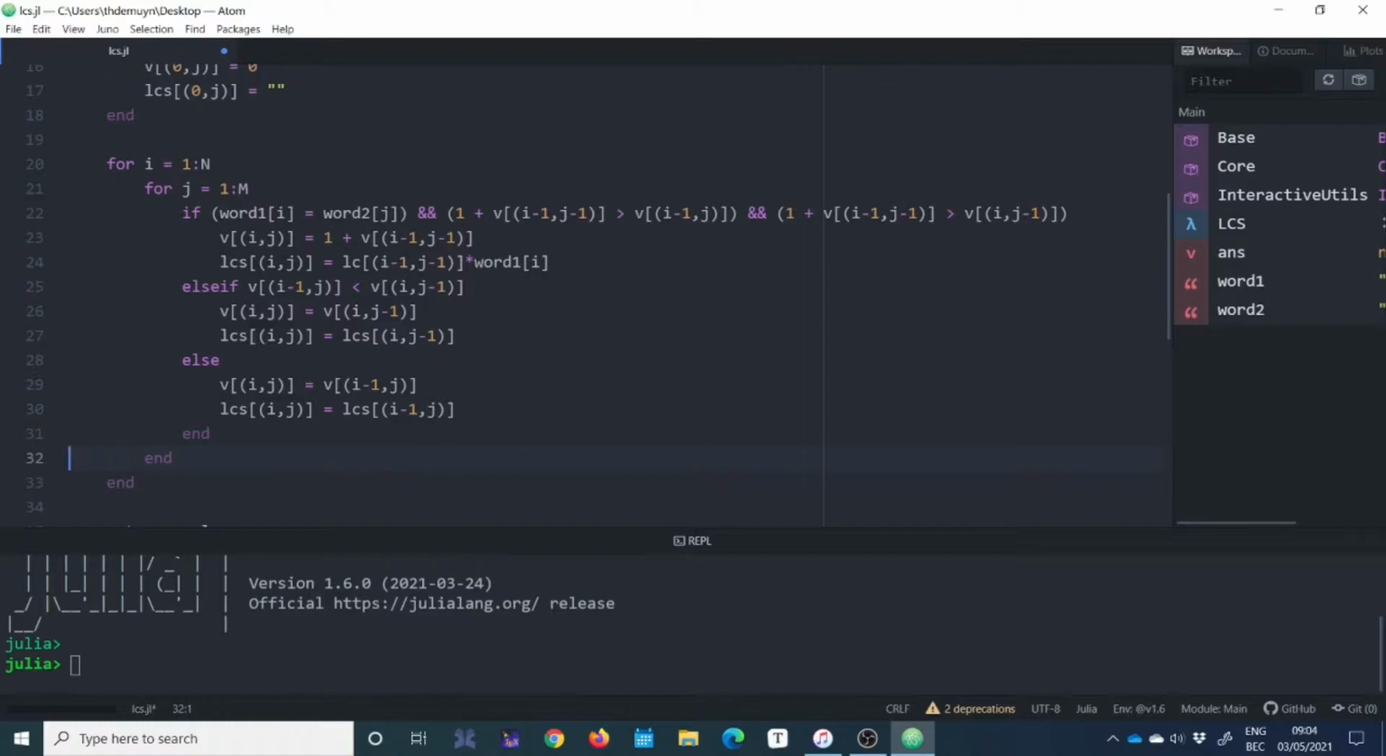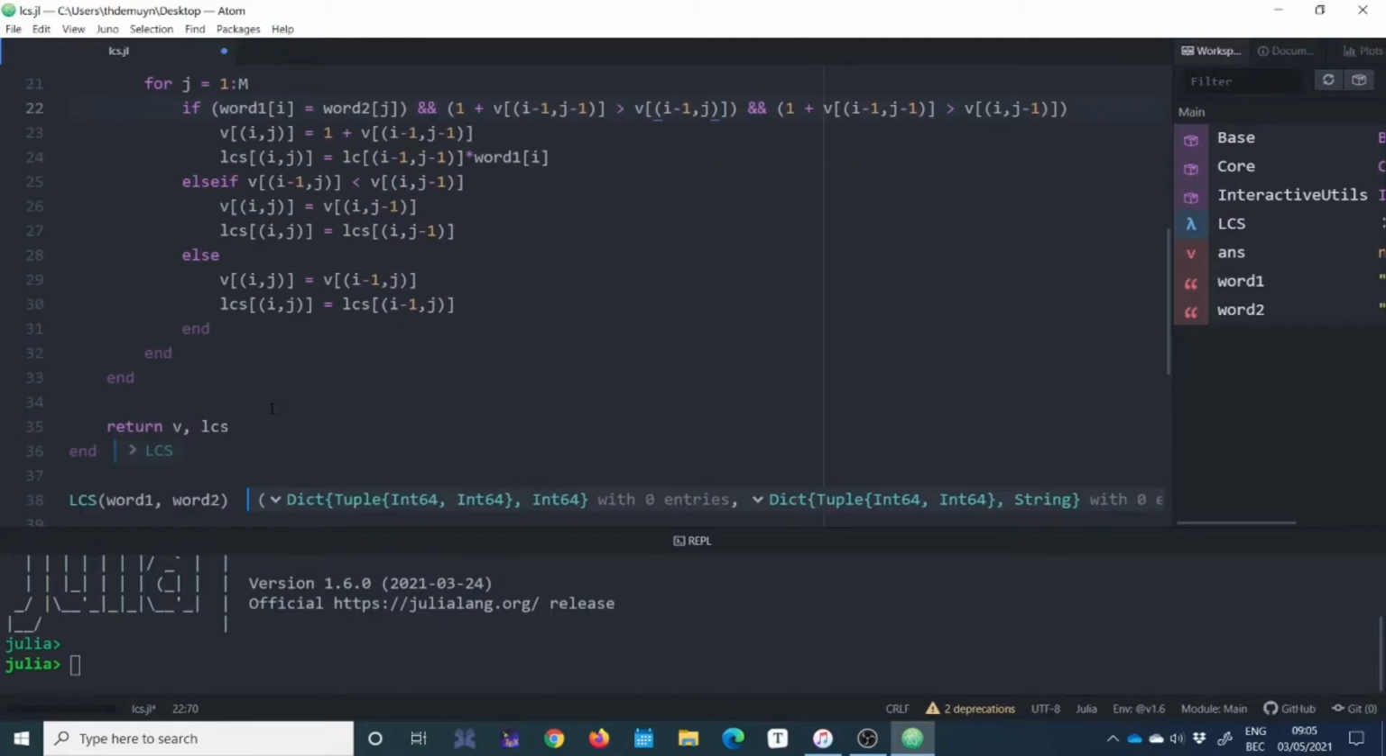So I have three cases, right? Either the last letter is the same and the longest common substring, if I put them equal, is bigger than if I would just drop one of the two last letters. Then I update it like this. Else, if omitting the last letter from the second word is better than omitting it from the first word, I have this. And then else I just omit the last letter of the first word.